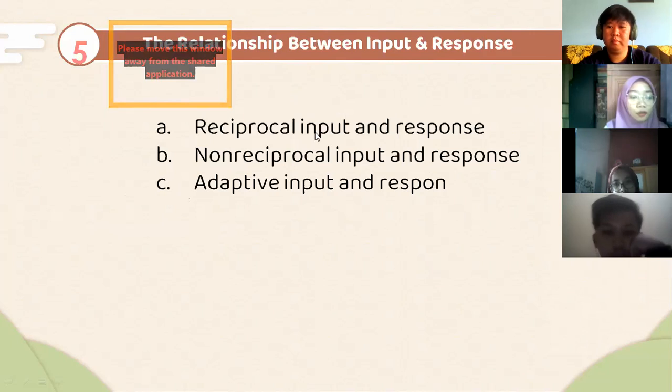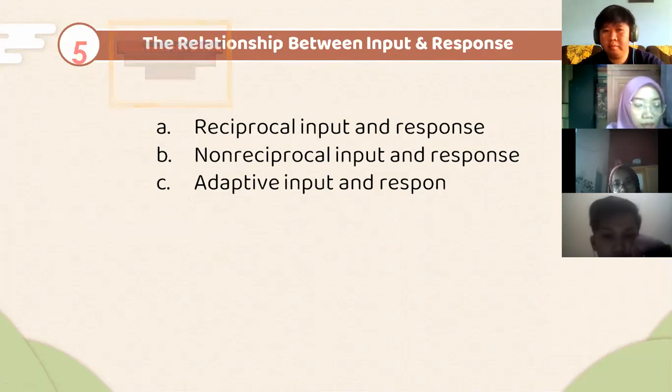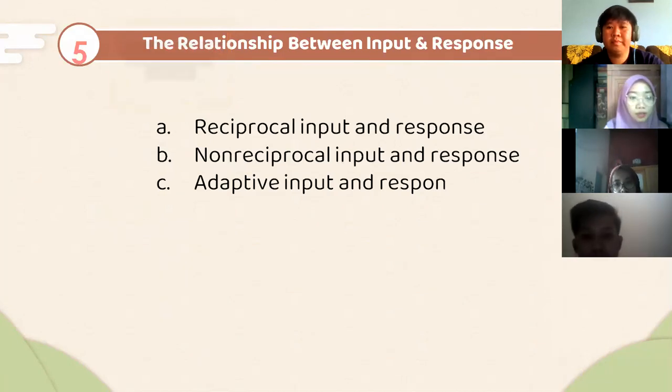Okay, for the fifth point, and for the rest will be explained by Bang Aditya. Bang Aditya, time is yours.